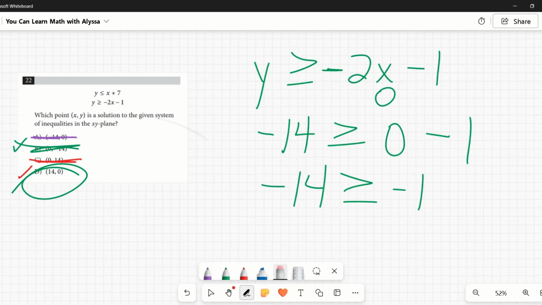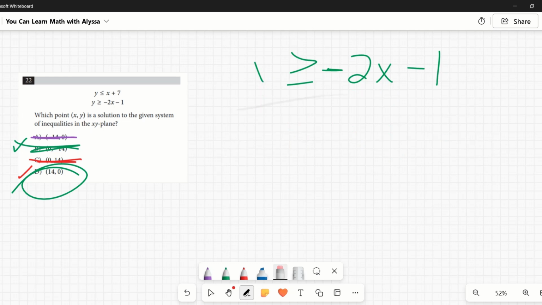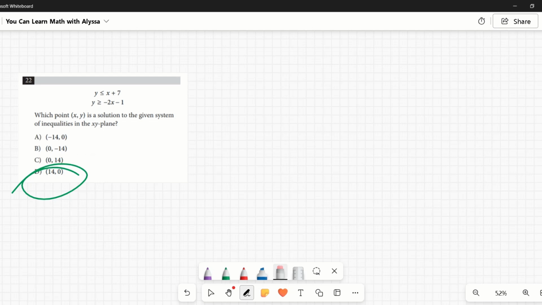Can you do it that way? Absolutely. You totally can. And depending on your math proficiency or plugging things in, it may not take you that long to figure out that D is the answer. The other way you can do this is through graphing.